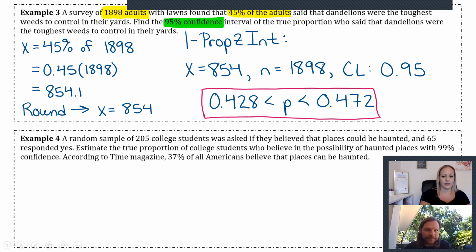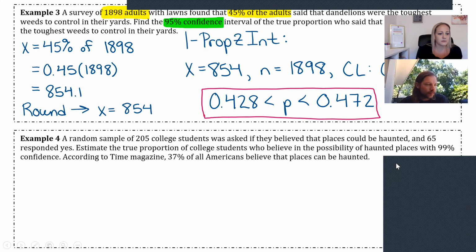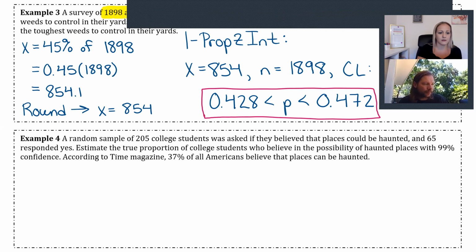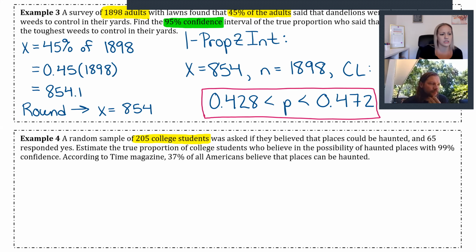Okay, cool. So let's do example 4. It says a random sample of 205 college students were asked if they believed that places could be haunted. 65 responded yes. Estimate the true proportion of college students who believe in the possibility of haunted places with 99% confidence. According to Time magazine, 37% of all Americans believe that places can be haunted.